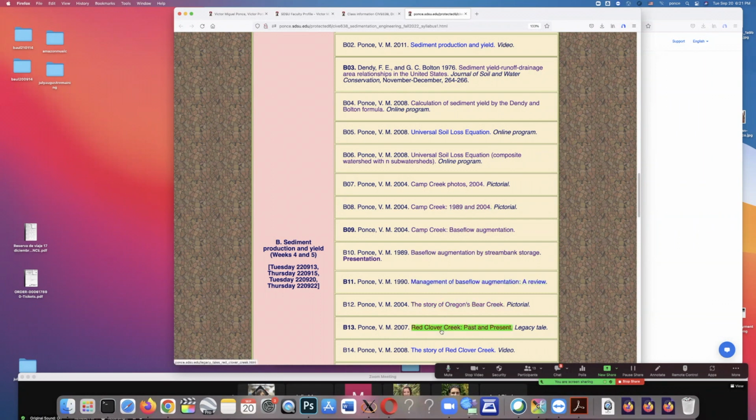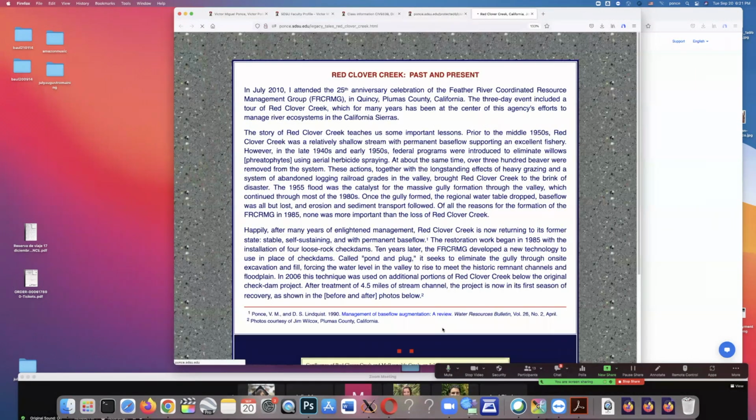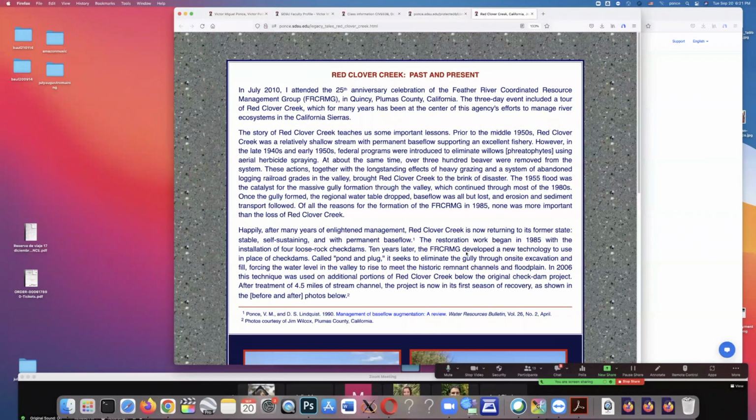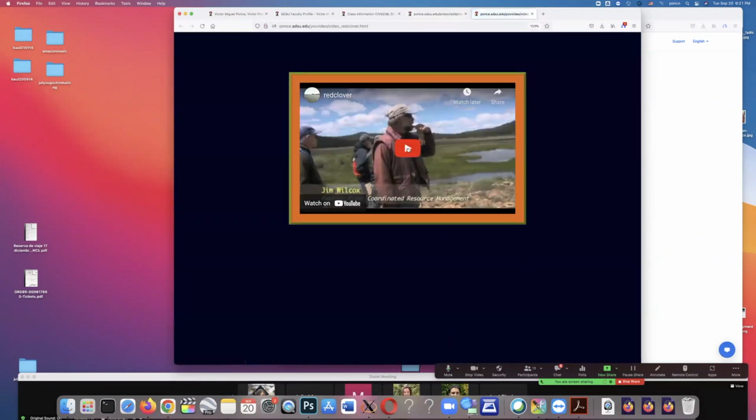Red Clover Creek, past and present. In here we have a vector, which I believe is this, right? And then we have a raster. I'm going to show you the raster first.